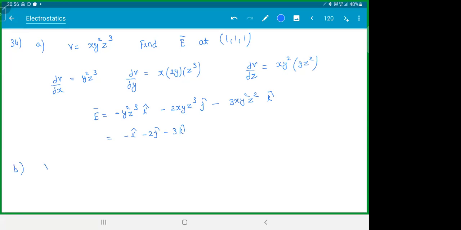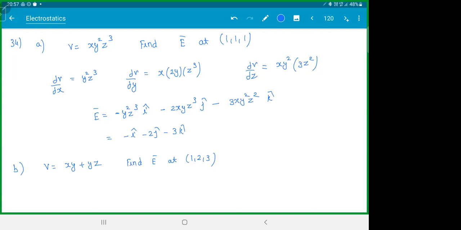Now using this as a reference, can you do this one? Let's say the potential is xy plus yz. Can you find the field at (1, 2, 3)? Try this. The potential is xy plus yz. Find the field at (1, 2, 3).